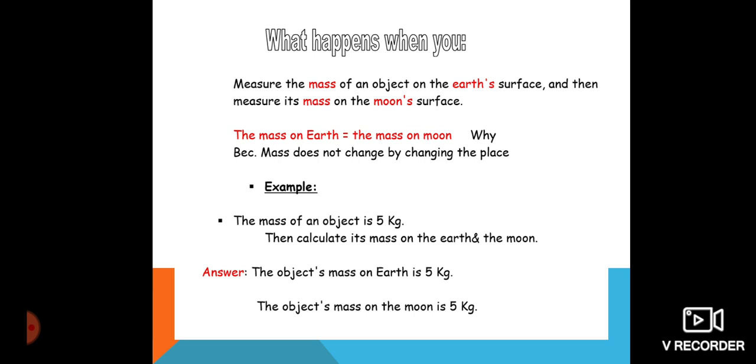Example: the mass of an object is 5 kilogram. Then calculate its mass on the Earth and on the Moon. The object's mass on Earth is 5 kilogram. The object's mass on the Moon is 5 kilogram. Fixed value.